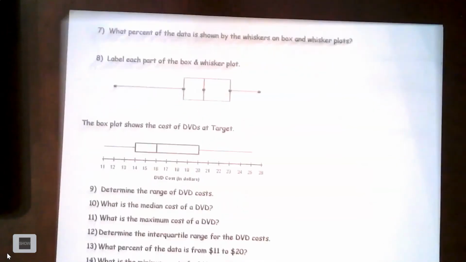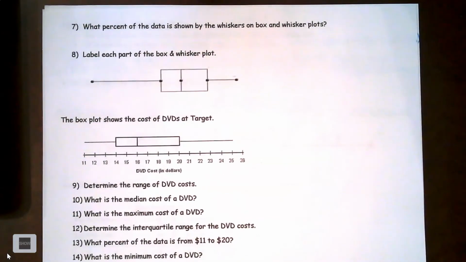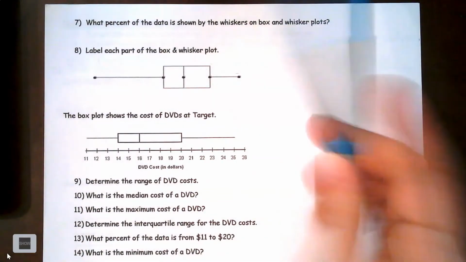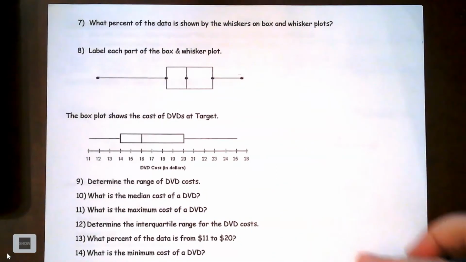All right, I think I've given you a good idea of how box and whiskers work and how to interpret them. So what I want you to do is pause the video and answer 7 to 16. Come back and we'll see how you did.